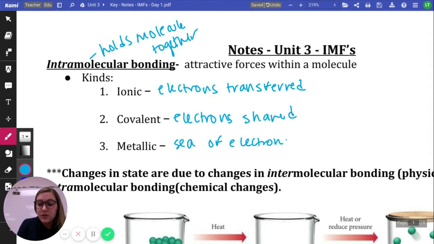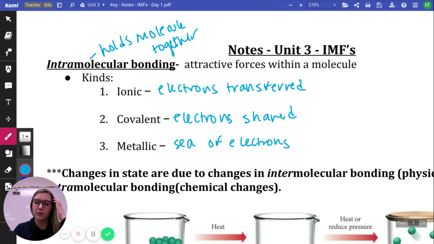So this is what actually keeps our molecules together. That's what keeps your salt, your Na and your Cl, it's what keeps those two held together. So it's inside a molecule itself. Intermolecular forces are the forces that attract the molecules to other molecules. So like if I'm talking about water, it's what attracts one water molecule to another water molecule.